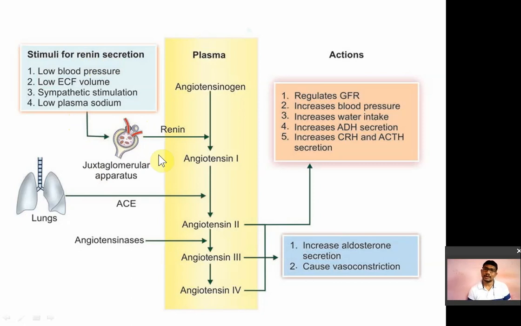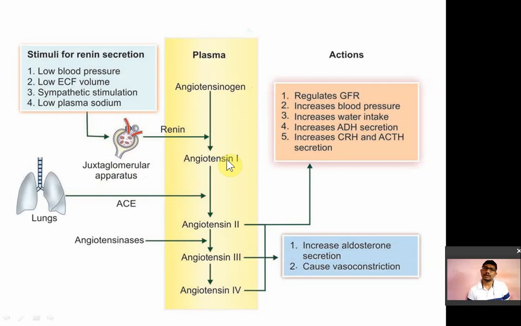This was again a question. Renin is a hormone produced in the kidney by juxtaglomerular cells. Remember this. Now this renin is secreted upon these stimuli: low blood pressure, low extracellular fluid volume, sympathetic stimulation, and low plasma sodium, that stimulate the juxtaglomerular cells of the kidney to release the renin. Now, what does renin do? Renin converts angiotensinogen, an inactive glycopeptide already present in your plasma, into angiotensin 1.